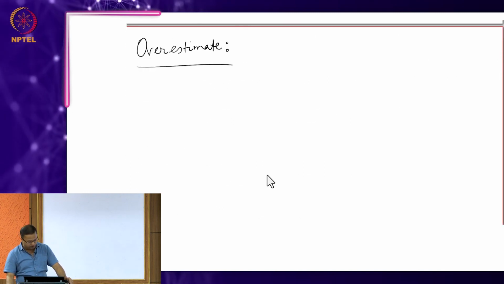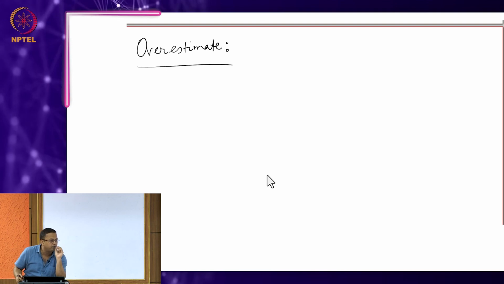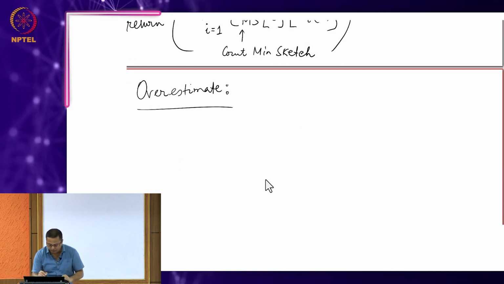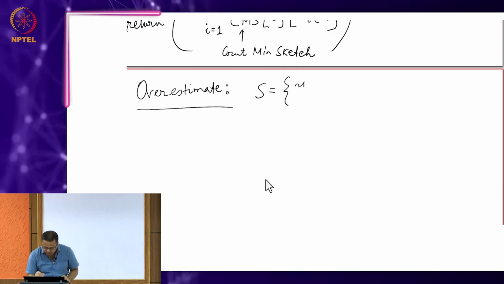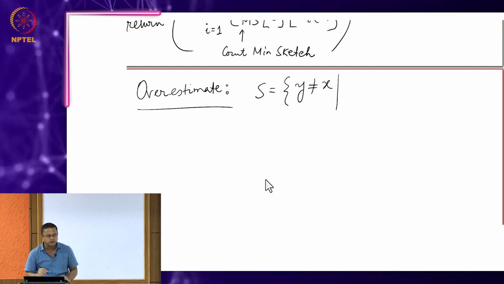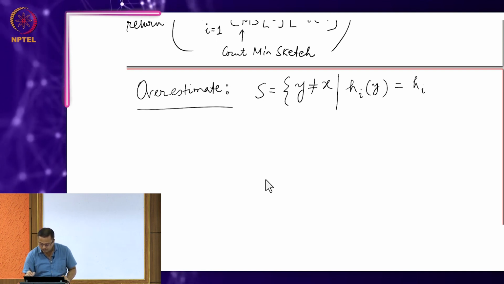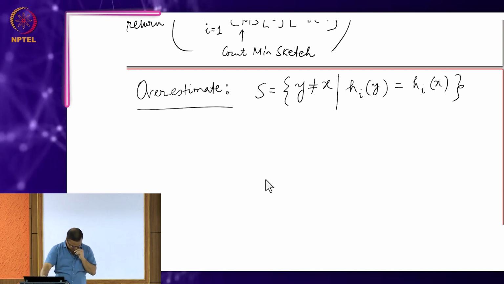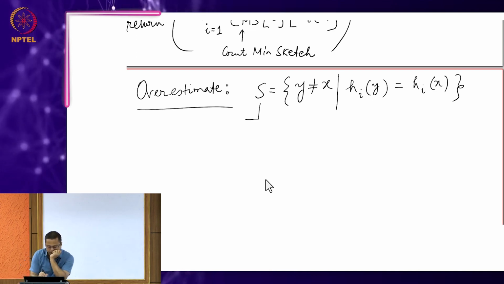Now, if you look into the overestimate, this overestimate comes from where? It comes from a set of y's not equal to x, such that, right, now can you say anything about this set?